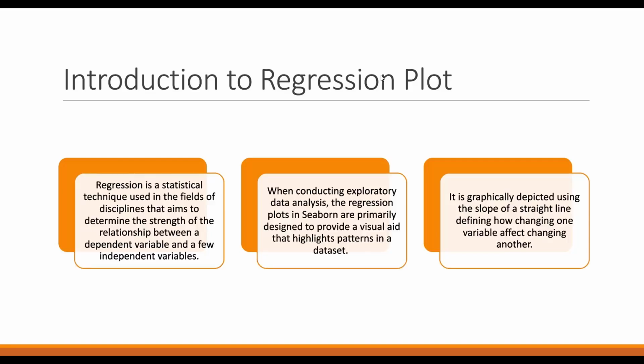Basically, linear regression determines the linear relationship between two variables based on the line of best fit, or you can say a best fit line. And you know that the best fit line is graphically depicted using the slope of a straight line, defining how changing one variable affects the change of another.